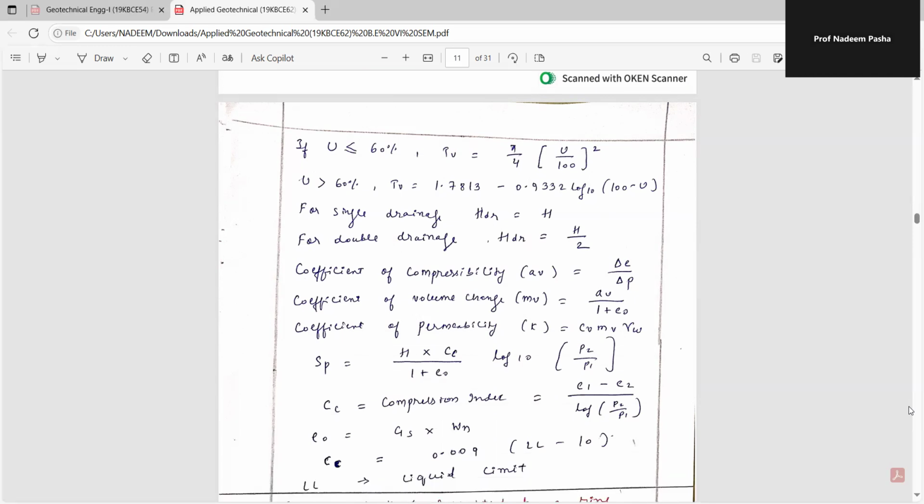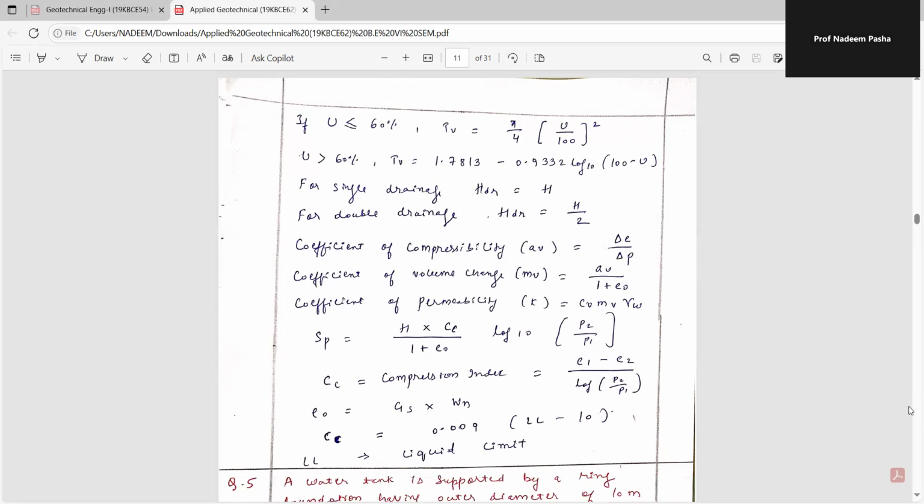Coefficient of compressibility av is equal to delta e by delta p. Coefficient of volume change mv is equal to av by 1 plus e naught. Coefficient of permeability k is equal to Cv into mv into gamma w. Sc equal to H into Cc by 1 plus e naught, log to the base 10 of p2 by p1. Cc equal to compression index, equal to (e1 minus e2) by log of p2 by p1. e naught equal to Gs into wn, or Cc equal to 0.009 into (LL minus 10), where LL is the liquid limit.